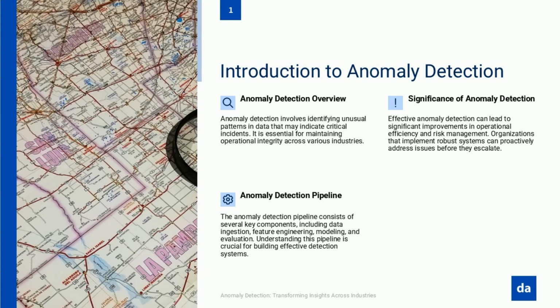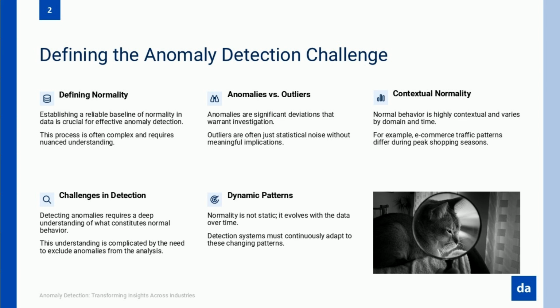Through this video, I'll walk you through building that same anomaly detection pipeline from scratch, starting with the fundamental challenge every data scientist faces. How do you actually define what's normal in your data? We'll progress through each critical stage, measuring performance at every step. What if I told you that the hardest part of anomaly detection isn't building the model? It's defining what normal even means.